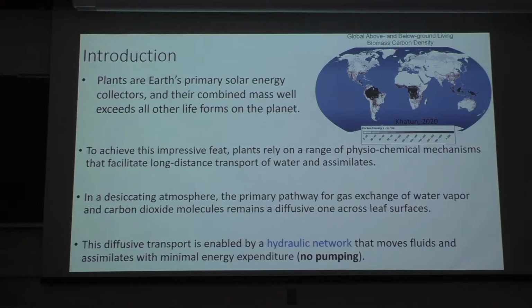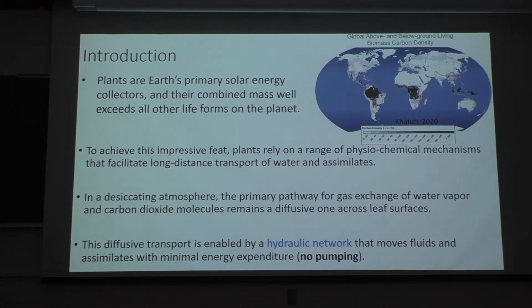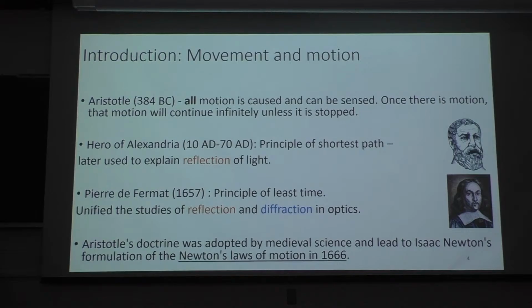The reason they had to do that is that in a desiccating atmosphere, gas exchange between the leaf and the atmosphere still happens by diffusive processes, but this diffusive mechanism is in fact enabled by a whole slew of hydraulic networks that move fluids and assimilants, primarily sugars, with minimal energy expenditure, meaning no pumping. How they did that, what conclusions we can draw about the functionality of plants, and how it might teach us about other systems is what we will be mentioning today.